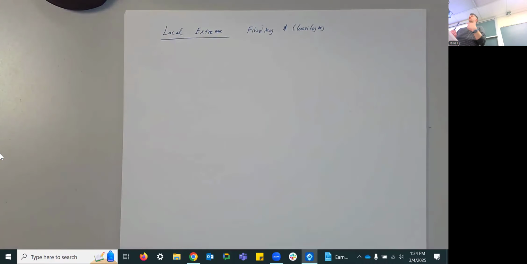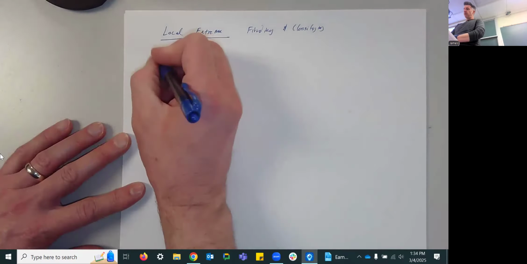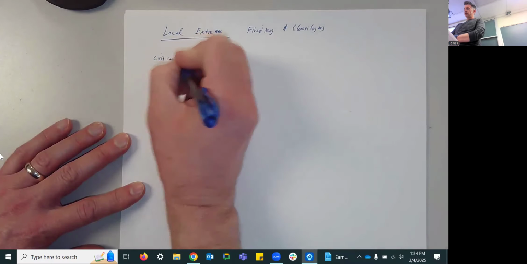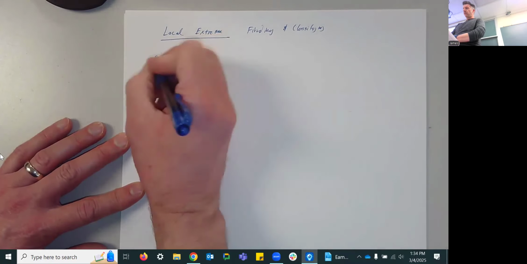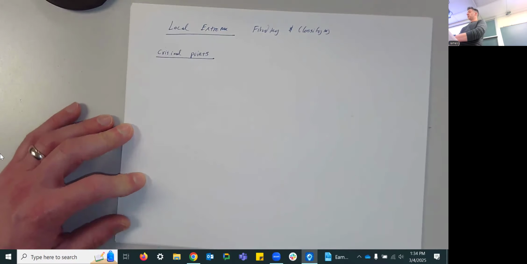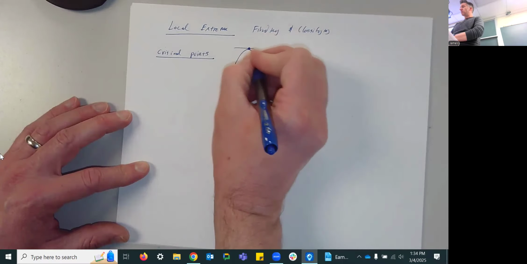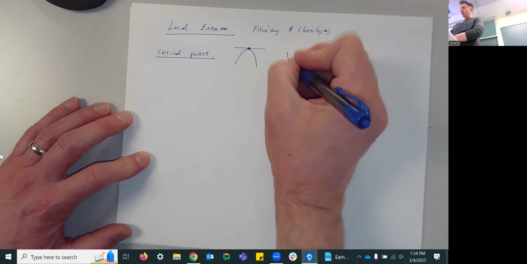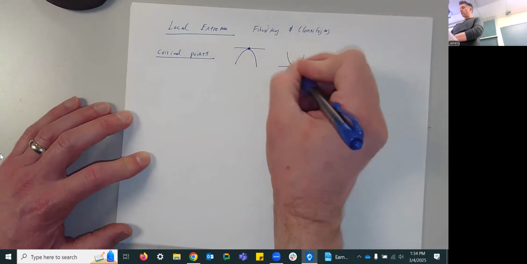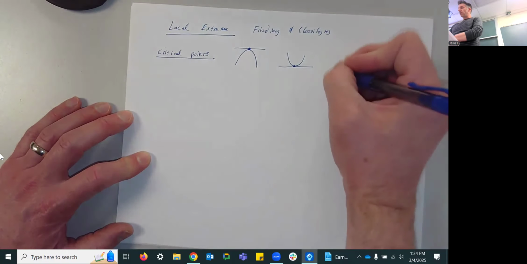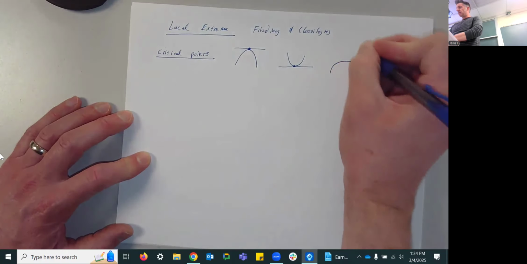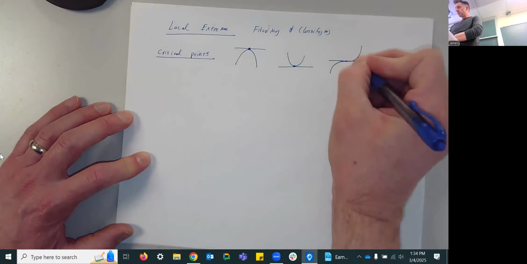So when you think about local extrema, or I should say, let me back it up. When you think about critical points, a few different things can happen when you find a critical point. You can either have critical points that look like one of the following, like, I don't know, 4 things. You can have a critical point like this, where the derivative is 0. You can have a critical point like this, where the derivative is 0. You have a critical point like this, where the derivative is 0.